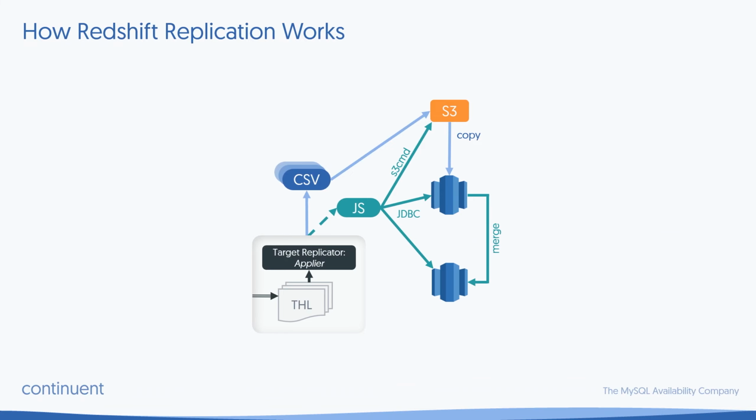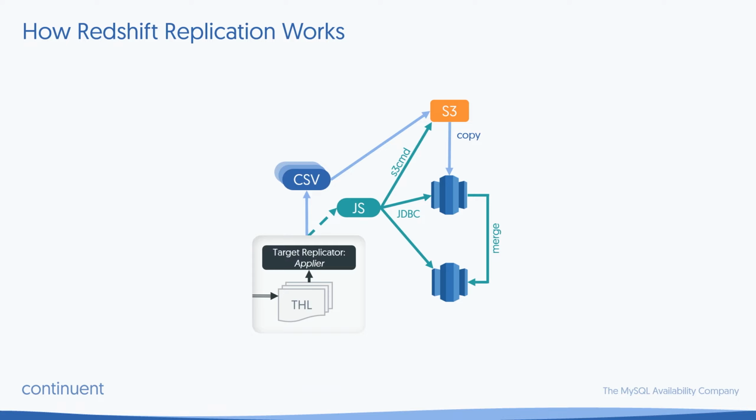However, this time the CSV files that are generated from the applier are loaded up into an S3 bucket using the S3 command. The JavaScript then uses the JDBC calls to load that S3 CSV data into the staging table, and then the same merge process that we previously discussed merges that data from those staging tables down into the base table. And that's it. That's very simply how that data moves from a CSV file into those tables.